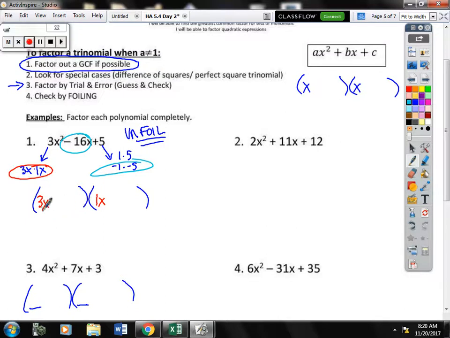So obviously, I want to do 3 times a -5. So I'm going to put the -5 here. That'll get me -15. And then if I put the -1 here, when I foil this will get me -16. Or -1, which will get me -16.